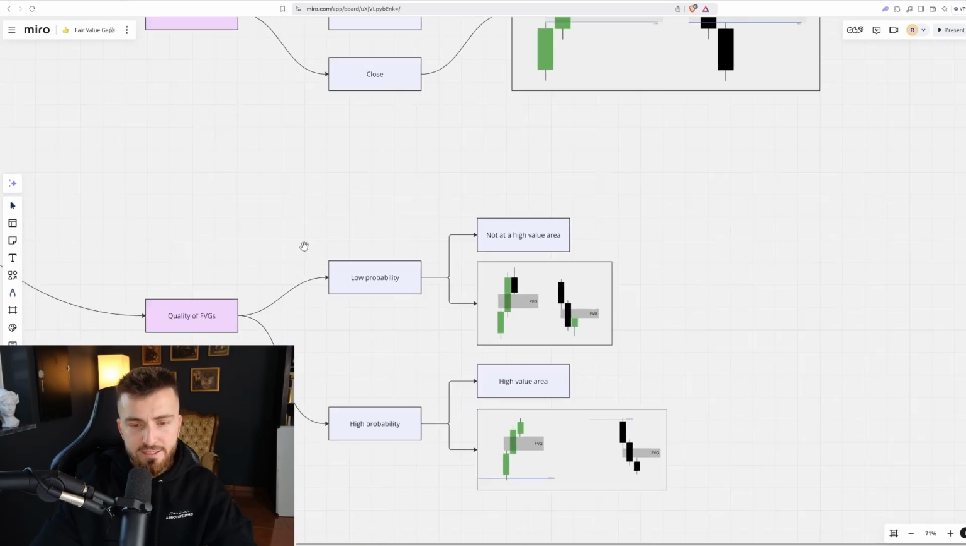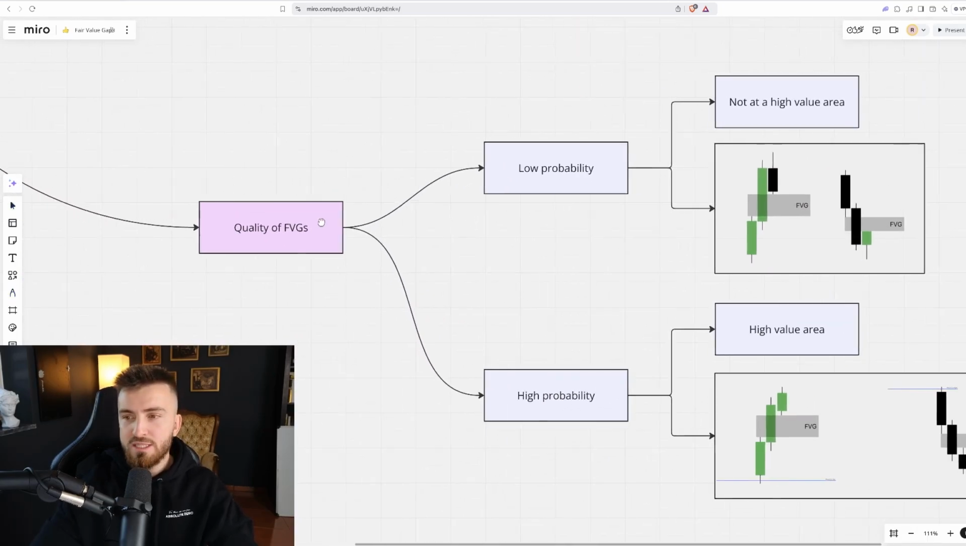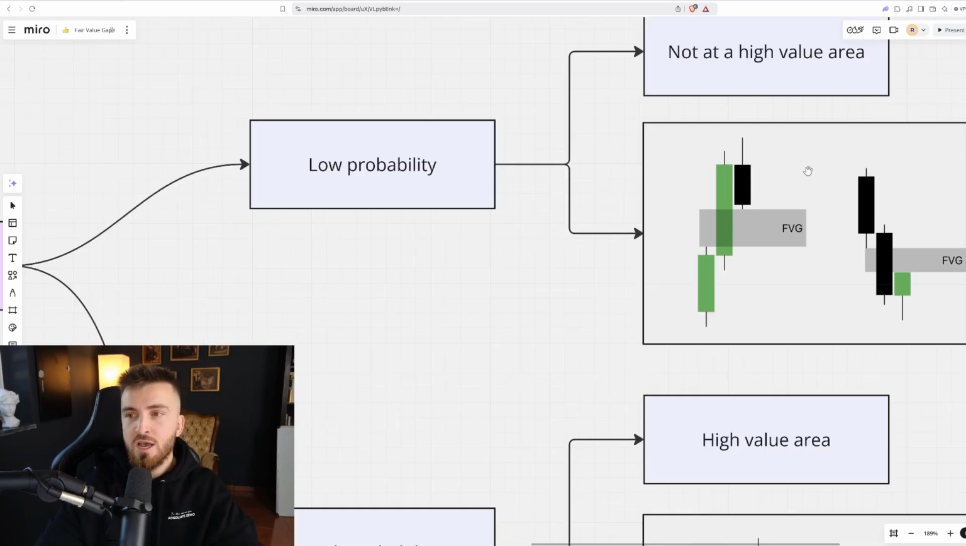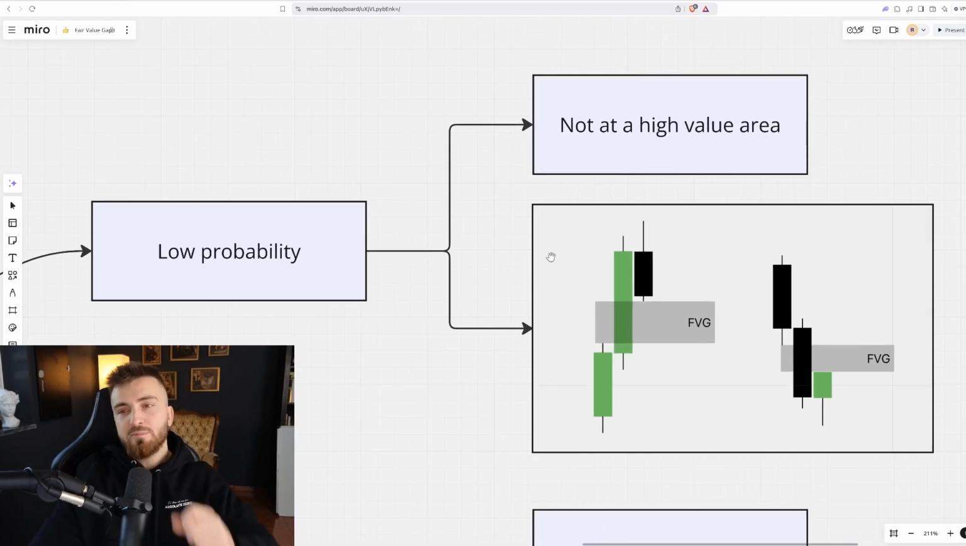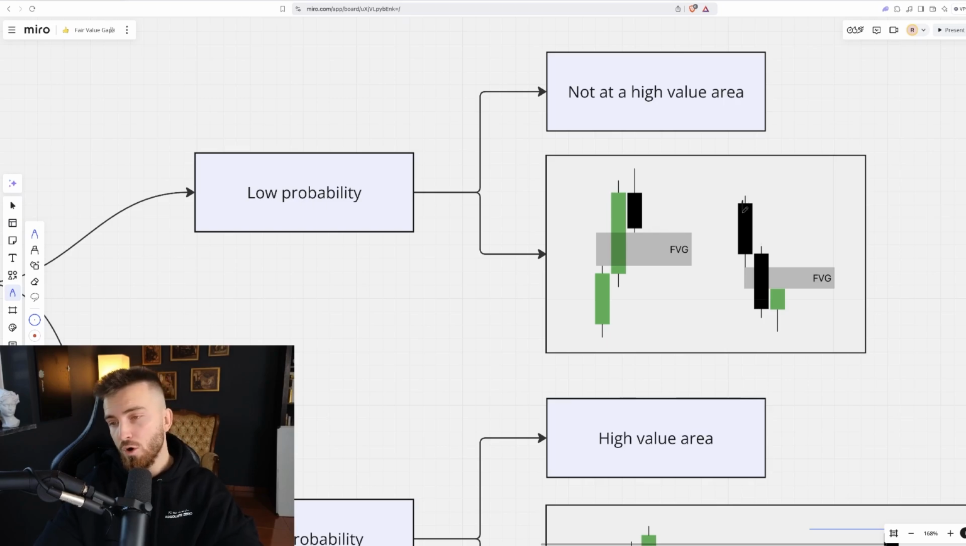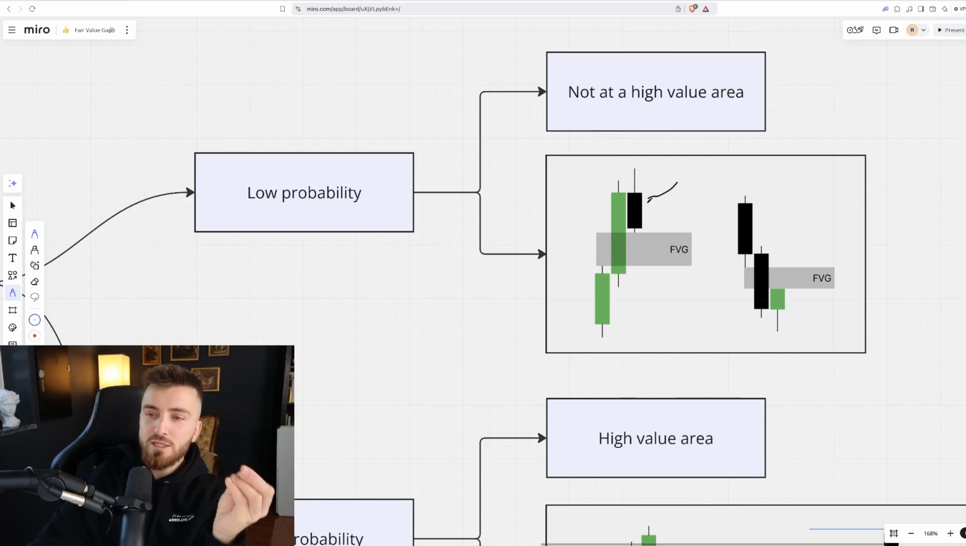Now, next, let's talk about the quality of fair value gaps. We have low probability and high probability fair value gaps. Low probability fair value gaps are not going to be at high value areas, and the third candle is going to be bearish in this sense. Or on a bearish fair value gap, the third candle would be bullish. Why is this? So why is the quality of a fair value gap marked by the third candle?